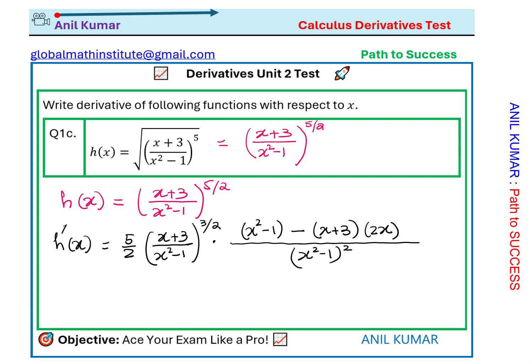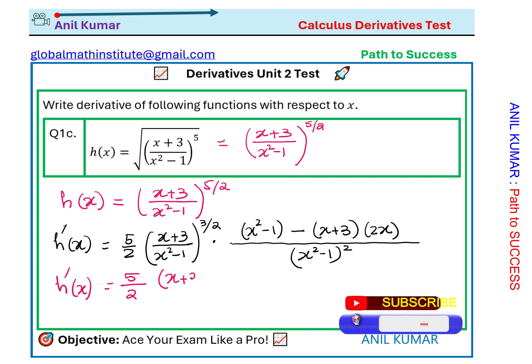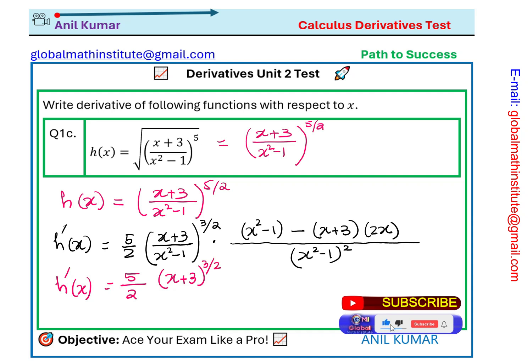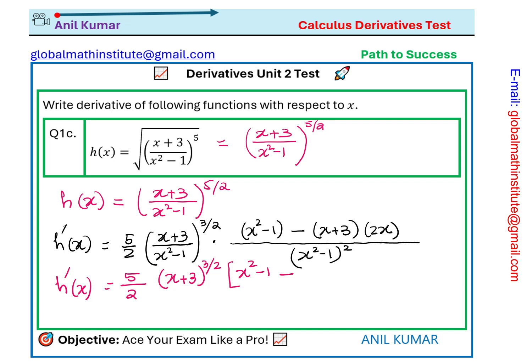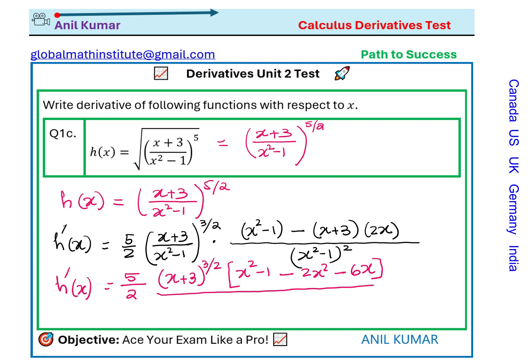So let me do that step here, and then I'll leave the rest for you. You can further simplify. You get the whole idea, right? So we have 5 by 2 here, and in the numerator I'm writing x plus 3 to the power of 3 by 2. Correct. And here in the numerator, we'll open this up: x square minus 1 minus 2x square minus 6x, correct? Over x square minus 1.